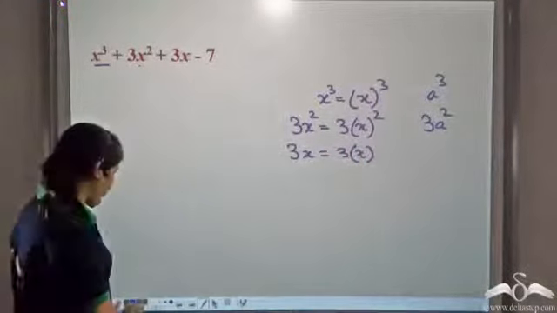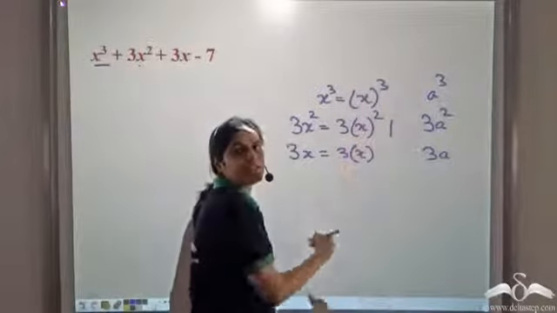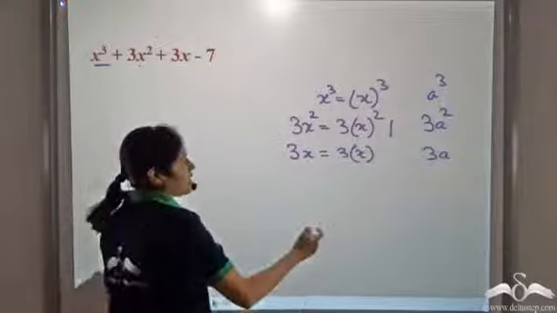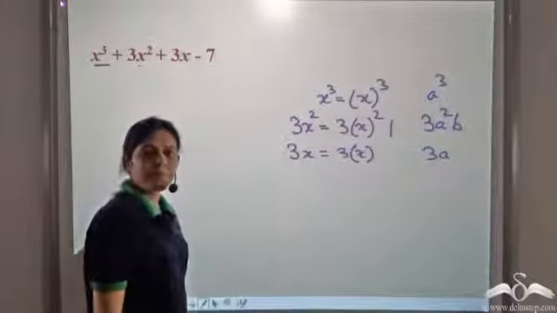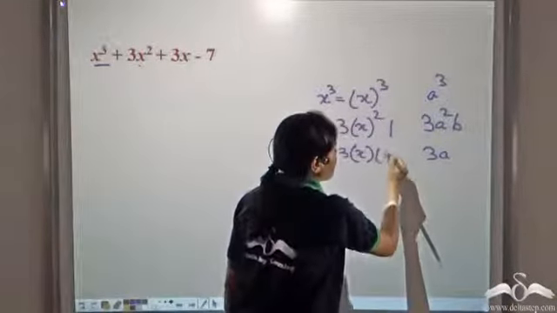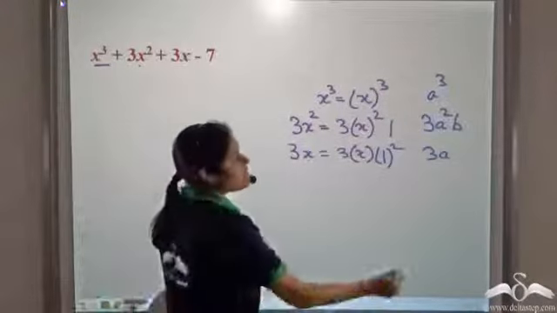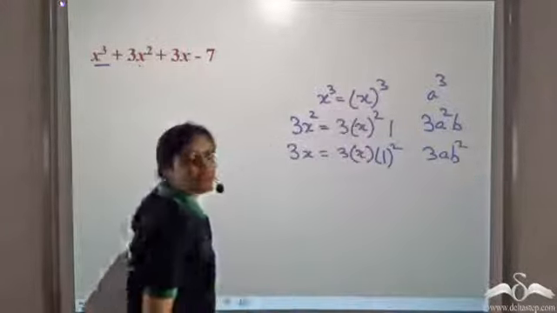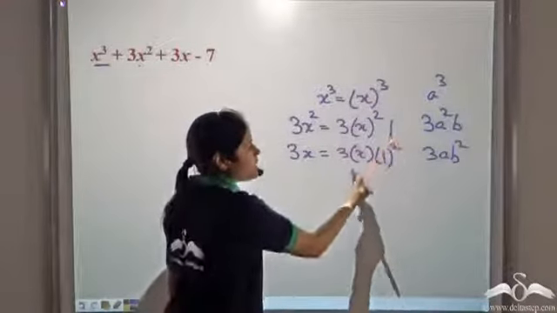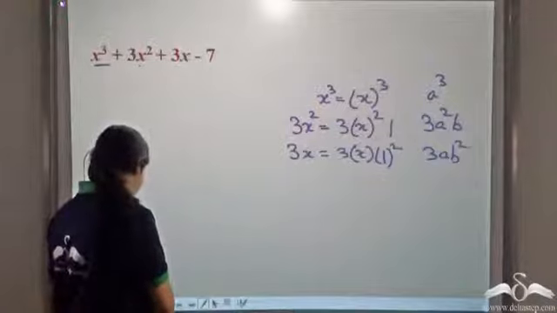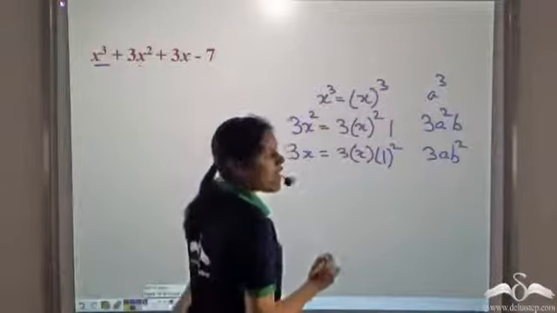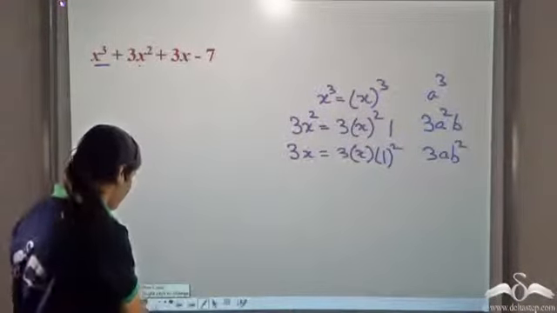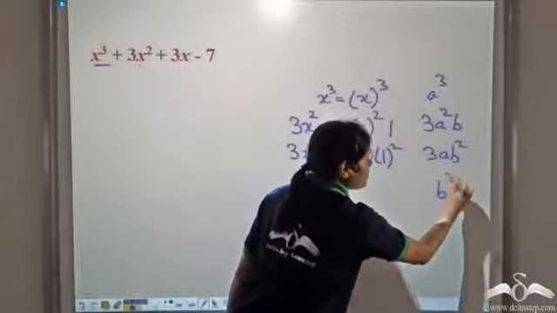Now if we take a 1 here, this becomes 3x square into 1. So we can consider 1 to be b. So this becomes of the form 3a square b. If we take 1 square here, this becomes of 3ab square form. So we have a cube, 3a square b, 3ab square. We require a b cube term.